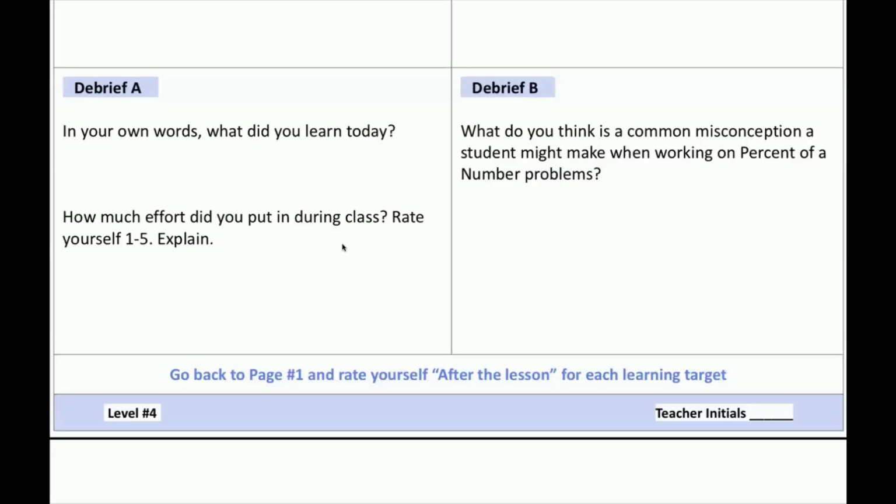Now that you've finished all of page 6, you're going to go back to page number 1. At the beginning of today's lesson, we rated ourselves on our learning target. Now that we've had some more practice, rate yourself after the lesson for our learning target. Once you finish page 6 and rate yourself on page 1, check in with your teacher to get additional feedback.